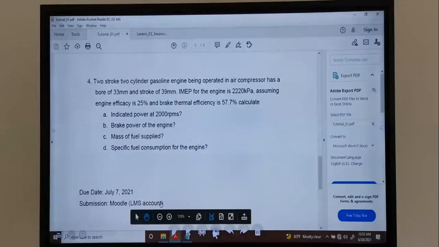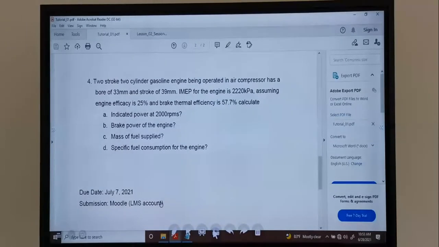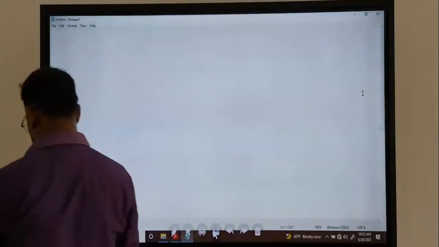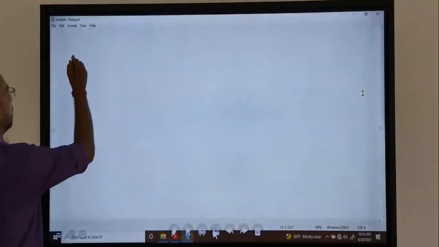So first we have found the indicator power. So now we have to find the brake power. The mechanical efficiency is 25%. So we know the mechanical efficiency, so we apply the equation related to mechanical efficiency, and we find the answer.